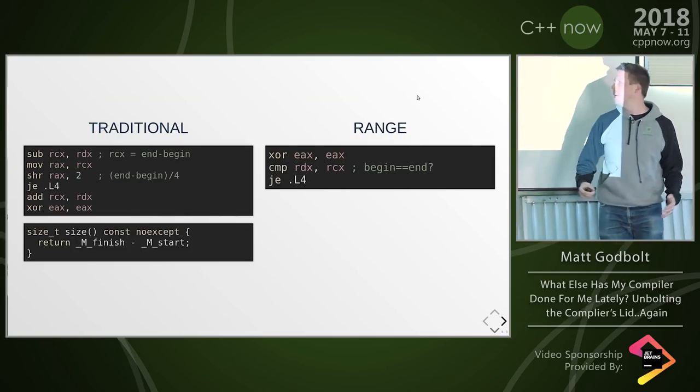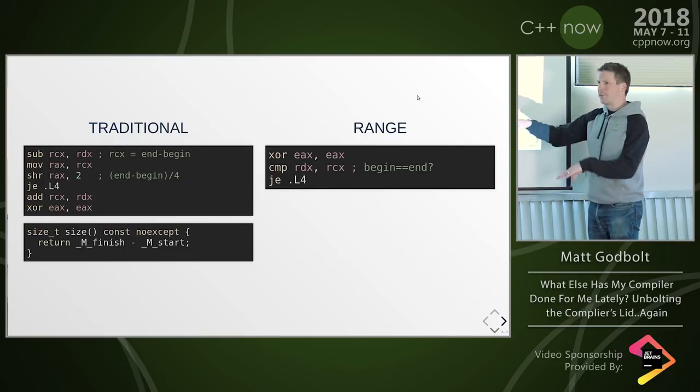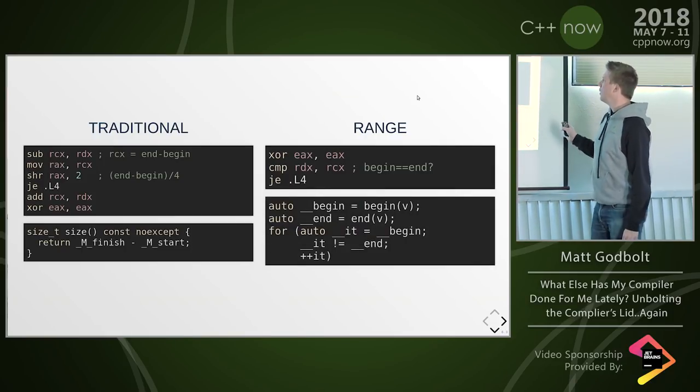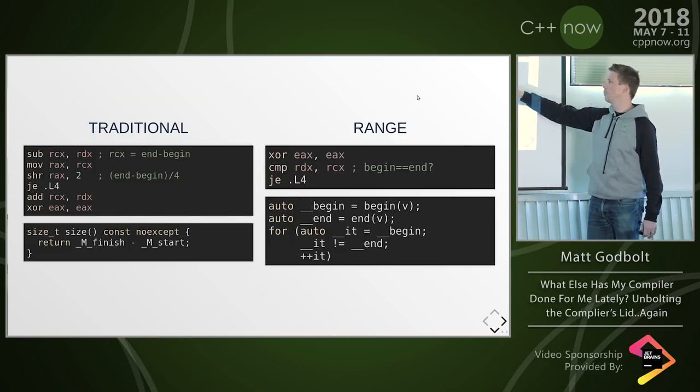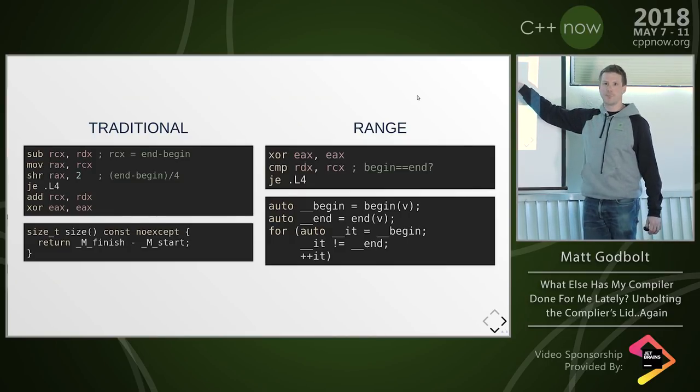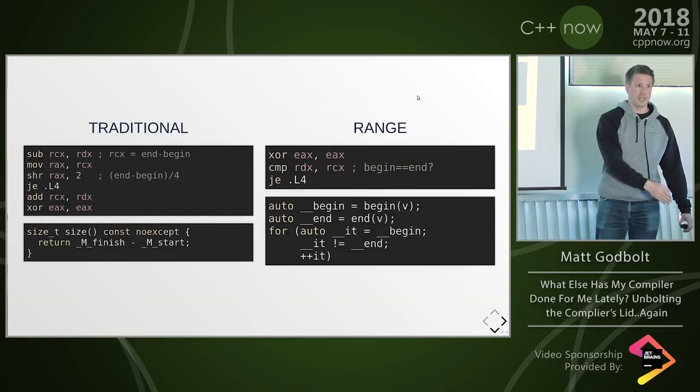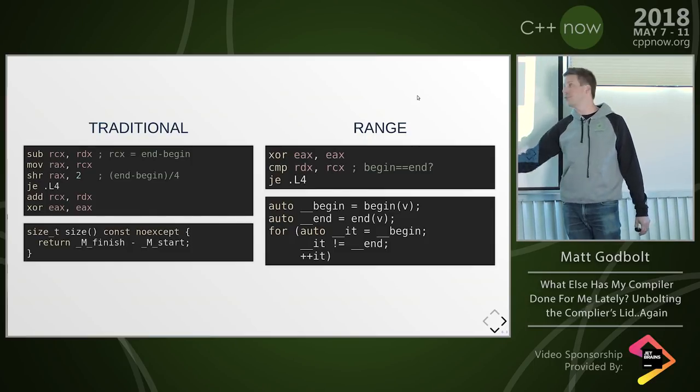Seems wasteful. We'll come back to that in a second. On the other side, effectively what that range-for comes out as is something like this, where we just stash the begin and end by calling std::begin and std::end. And then we're just going to use an iterator that starts at the begin iterator and keeps incrementing it until it hits the end iterator.